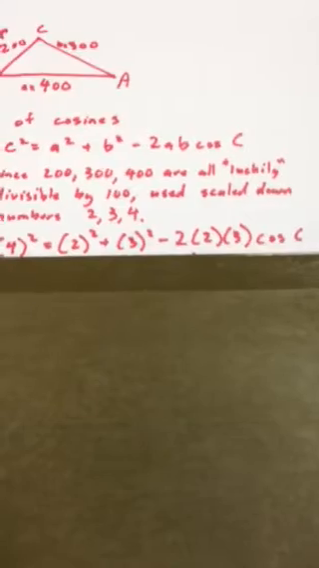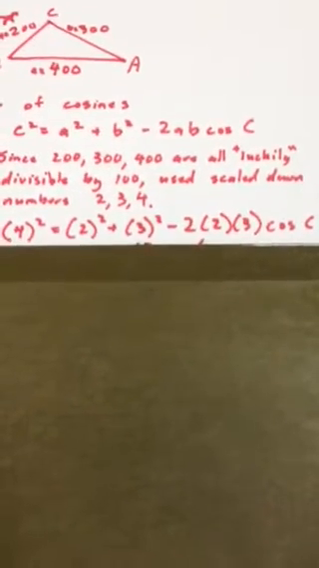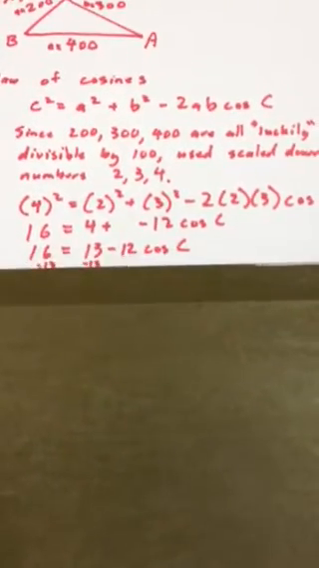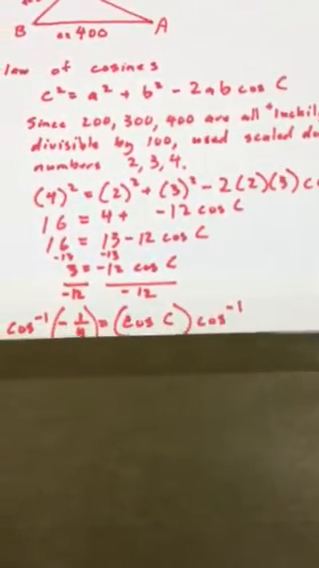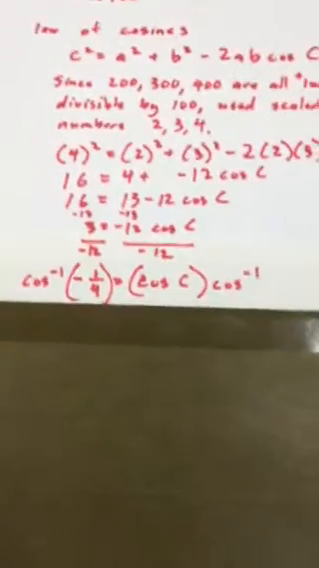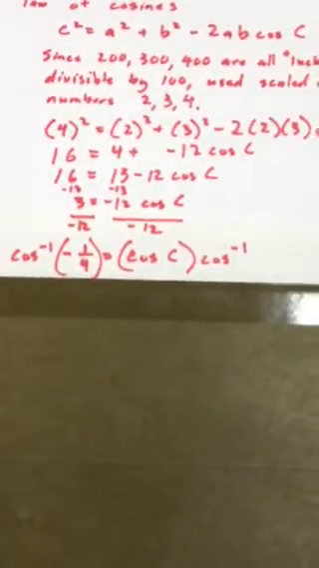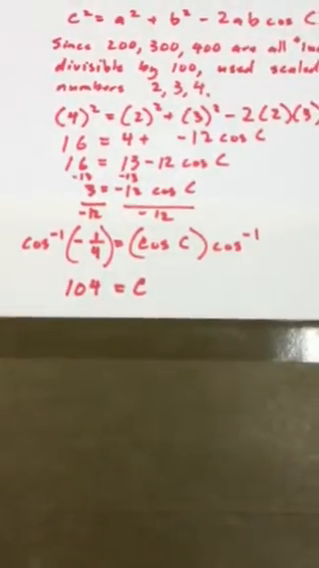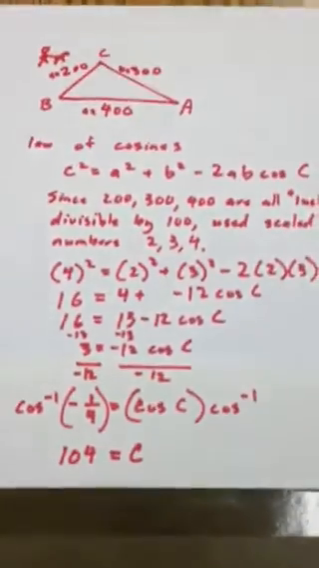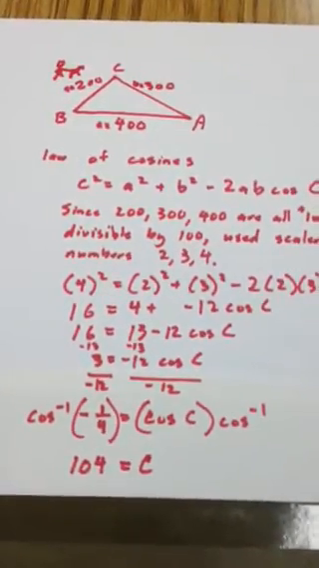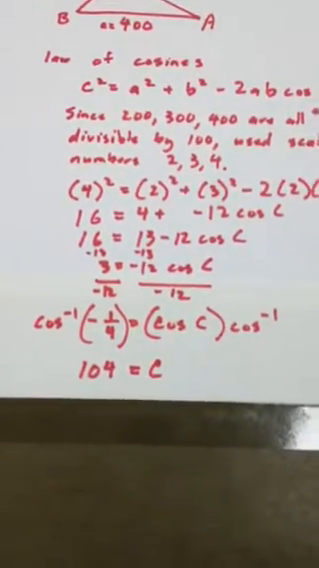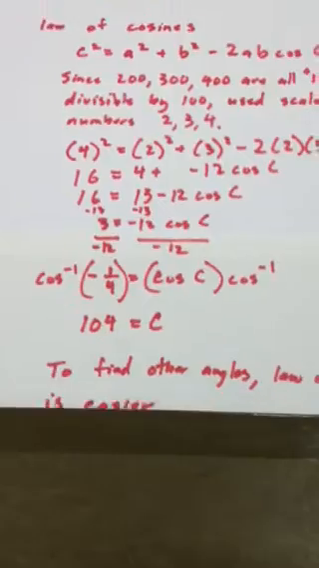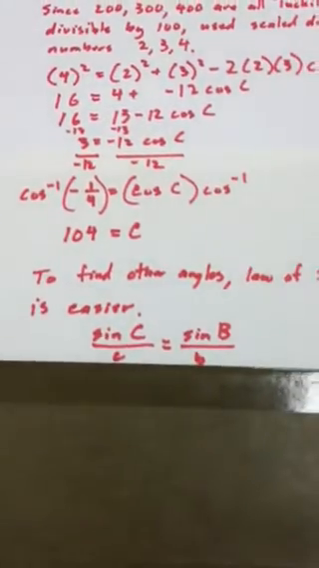So when I plug those into my formula, I've got everything except the cosine of c. With a little bit of algebra, I can find the cosine of c is actually equal to negative 1/4. And then when I do the inverse cosine, I find that c is 104. Now this makes sense because the largest angle should be 104. I can go back and figure out the other ones using the law of cosines as well, but actually the law of sines is easier.